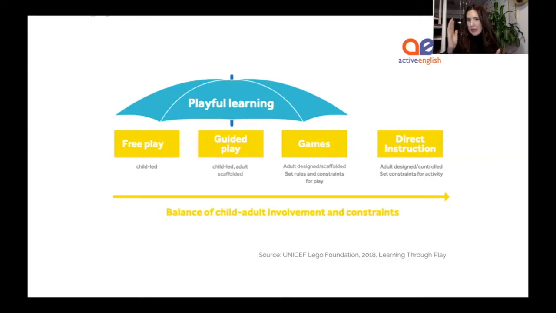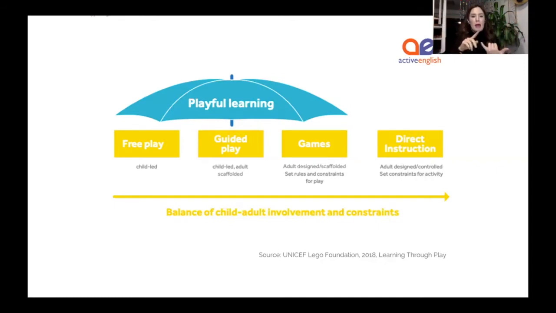Everywhere from these lessons, and we know these lessons, we've been in these lessons, where there is just direct instruction from the teacher. You might be just going through the motions, doing the course book. That is not playful learning. It doesn't even come under that umbrella of playful learning.